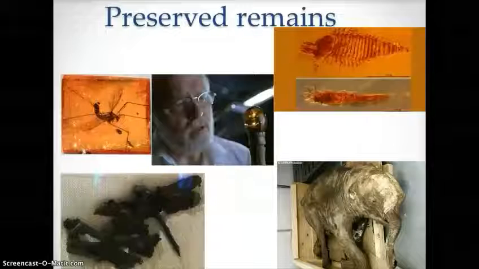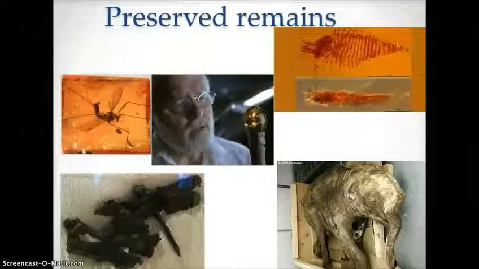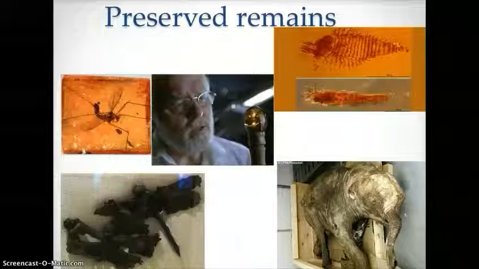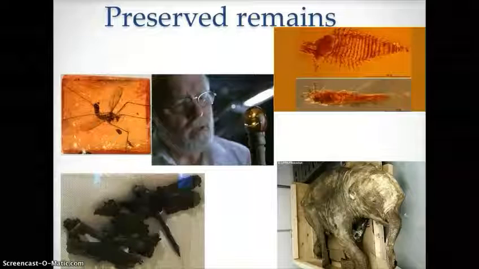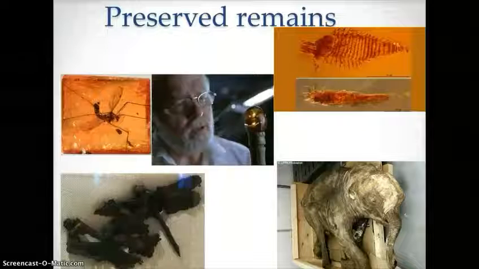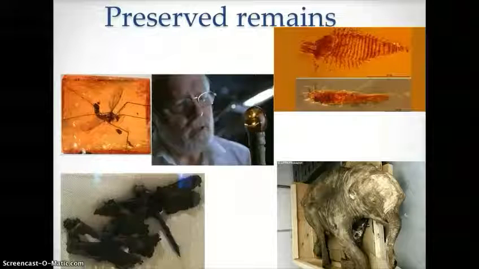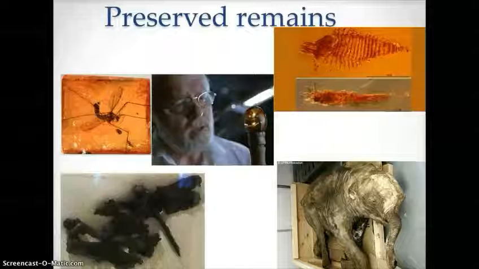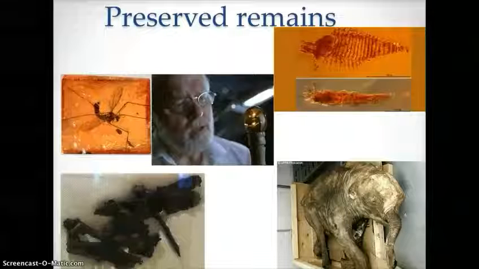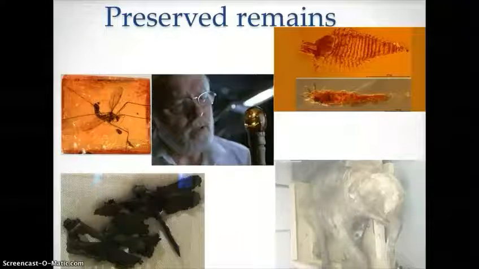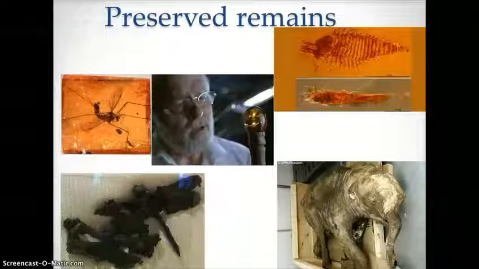The top three images show organisms preserved in amber. The middle image is from the movie Jurassic Park. In the movie, they used the blood from a mosquito trapped in amber to get dinosaur DNA. The bottom left image shows insects fossilized in tar. The bottom right image shows a frozen woolly mammoth.